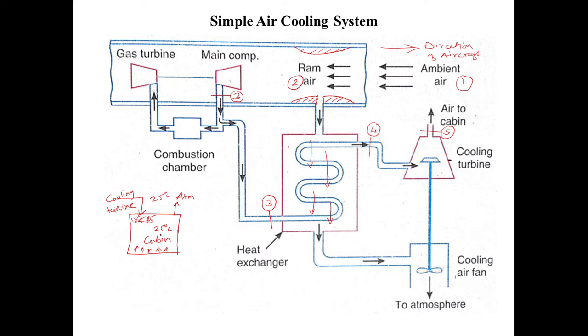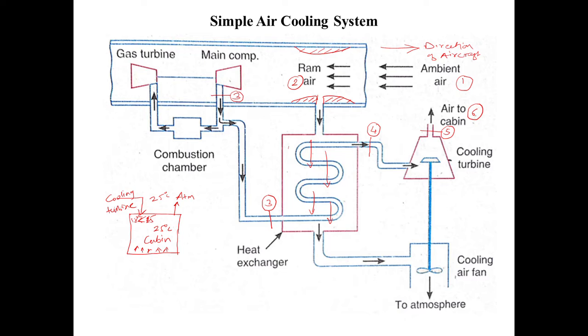So from here you can see that the state of the air after the cooling turbine and in the cabin are different, correct? After the cooling turbine the state is 18 degrees Celsius, whereas inside the room it is 25 degrees Celsius. So I need to mark a separate point for the cabin over here, and I am marking it as point number 6.